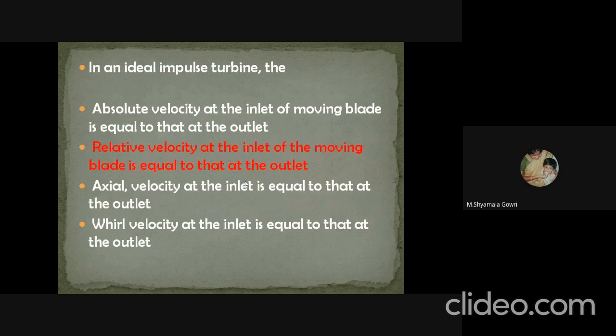In an ideal impulse turbine, the relative velocity at the inlet of the moving blade is equal to that at the outlet.